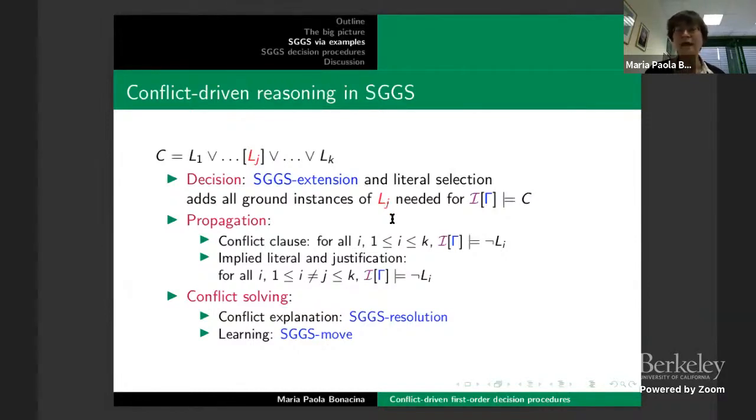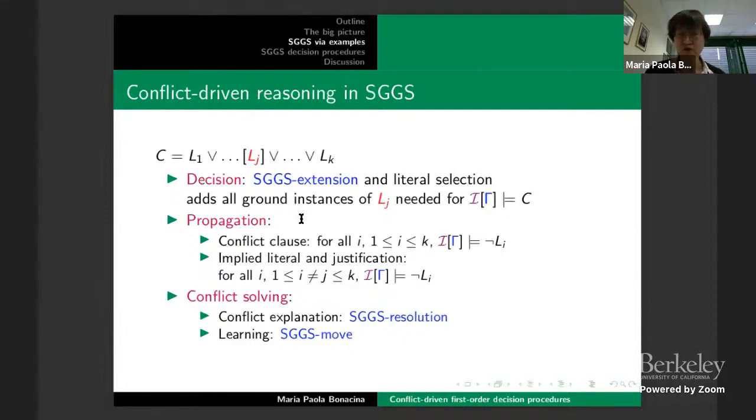Note that not all of them may be needed, because some ground instances of this clause C may be already satisfied by previous selections already made on the trail. But when we add an instance of a clause and we select a literal, we add all the remaining instances.